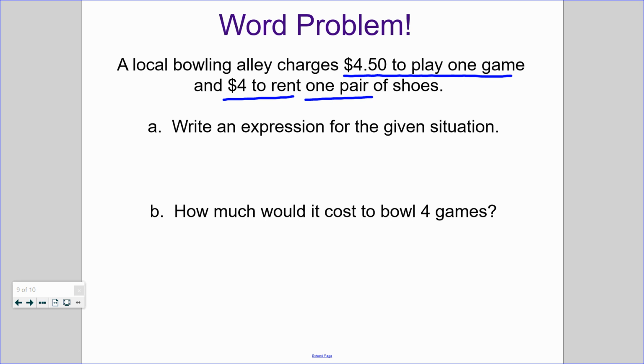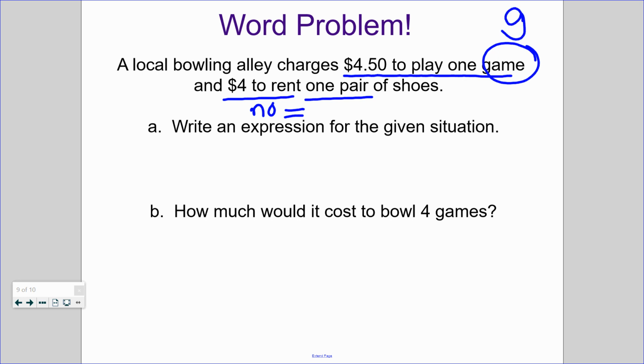All right, write an expression. An expression has no what sign? No equal sign. Okay. To represent this situation, the question is, how many pairs of shoes are you going to rent? One. But do we know how many games we're going to play? No. So the games is going to be a variable. You can make it any letter you want. When I do it, I like to name it with whatever it represents.